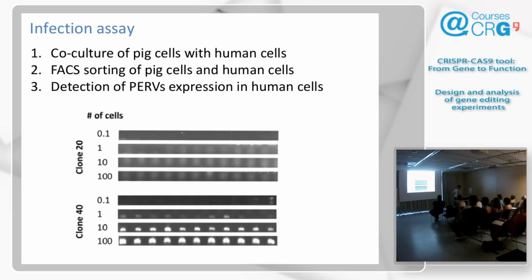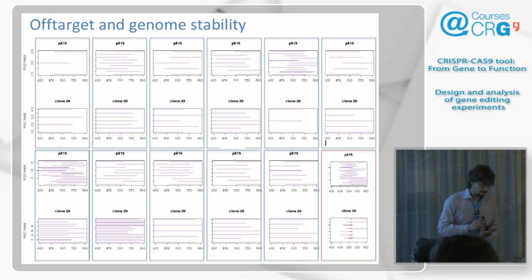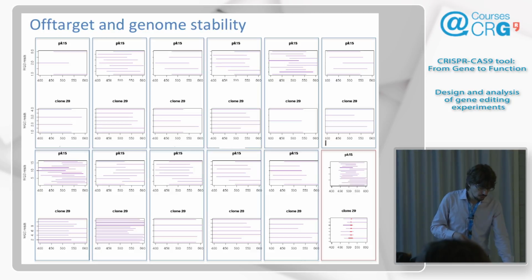Then we tried to check if these edited cells were infectious. They were not, so we couldn't see the viruses. And then just one very last thing. Another important thing that we discussed before, but we'll discuss more in the practical sessions, is genome stability. When we do cuts, we can have collateral damage. One option to be careful with the collateral damage is whole genome sequencing.